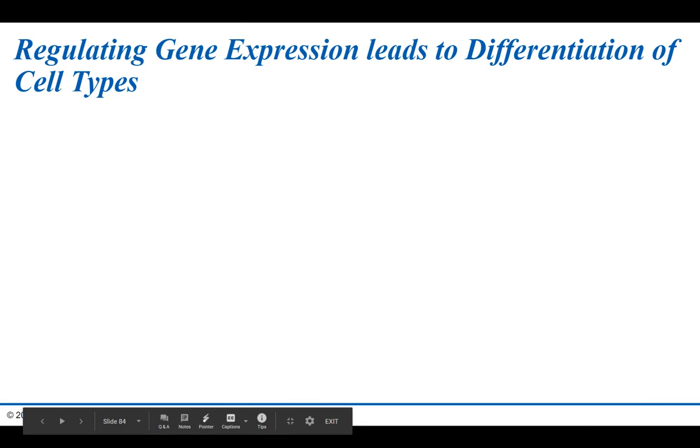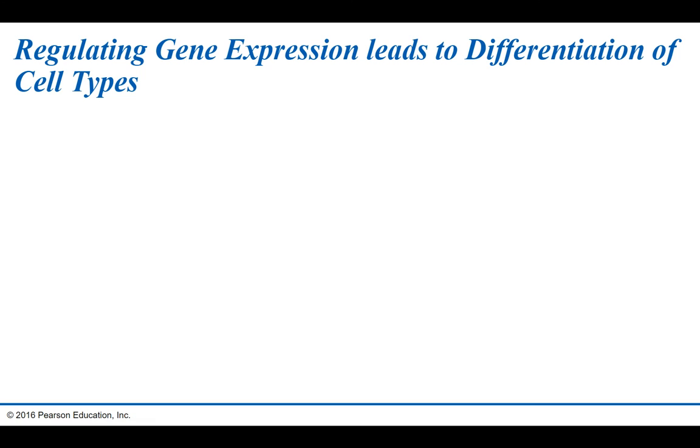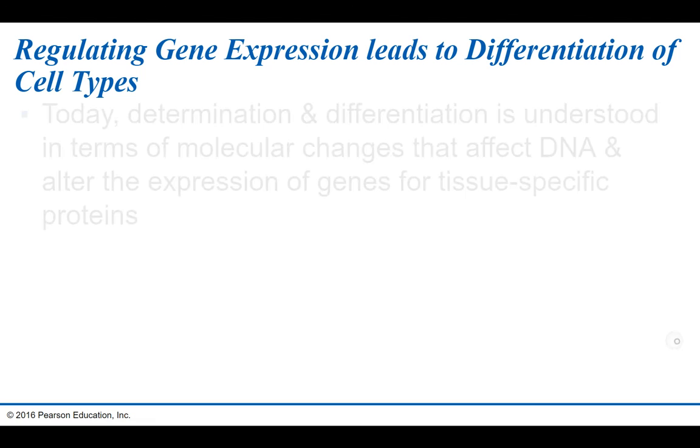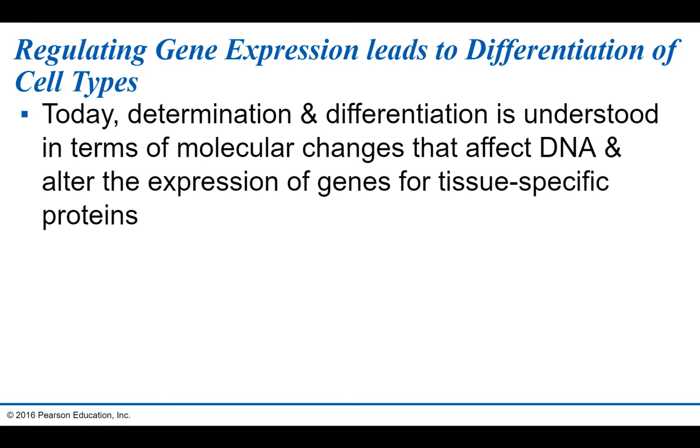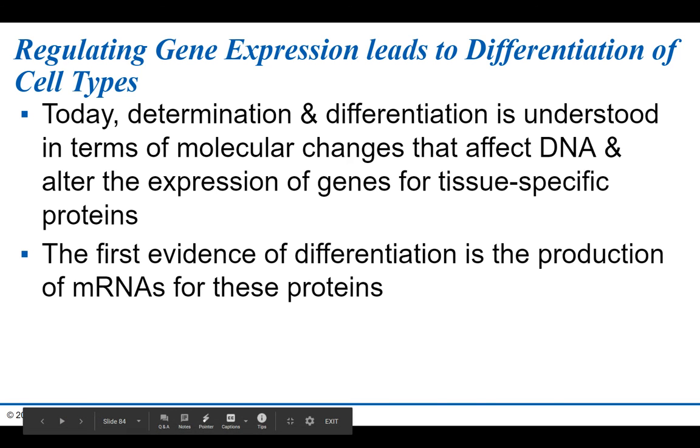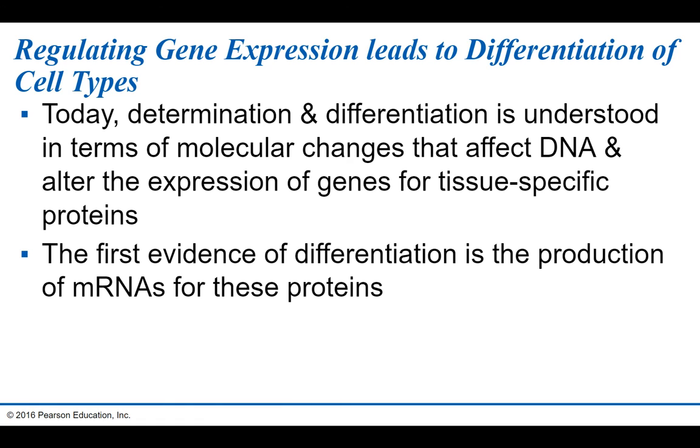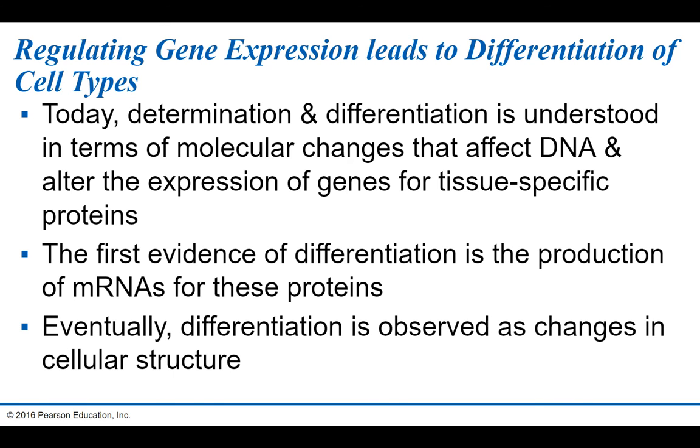So turning genes on and off throughout this process is what leads to this process of differentiation in different cell types, like we've been talking about throughout. Today, we know about this in terms of molecular changes that alter the expression of genes. The first evidence when we're actually studying these cells is you can detect the RNA before the proteins are even made. You can detect the messenger RNA that's made in this process. So as soon as scientists can detect that messenger RNA, they know that this differentiation process is happening. And then eventually they actually start seeing changes in cellular structure as different proteins are made based on that differential gene expression.